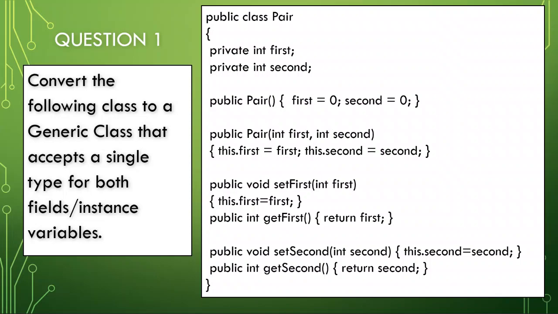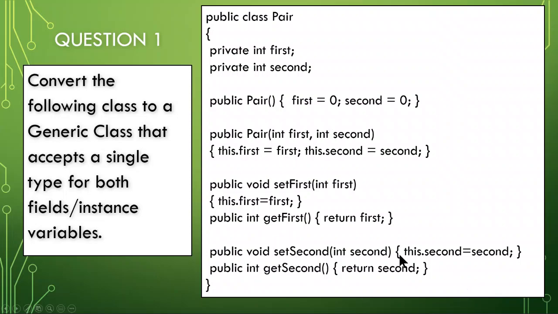So first off, before we even get to the actual comparators, we have question 1. Convert the following class to a generic class that accepts a single type for both field or instance variables. So we have Pair, with first and second as private instance data, your state. You have a basic constructor where it's setting values to 0, which is presumed initialization due to the type of int. You have another constructor for setting things, gets and sets, and some other methods that work with it.